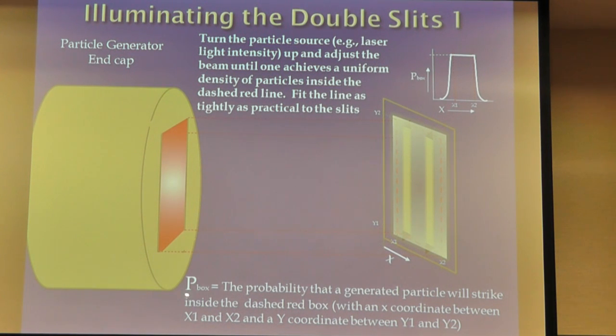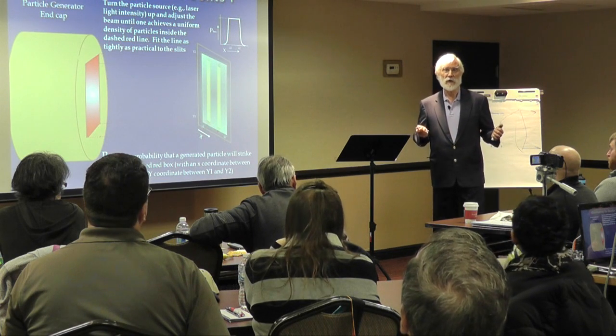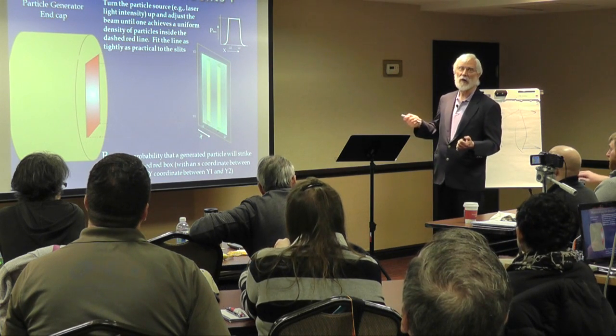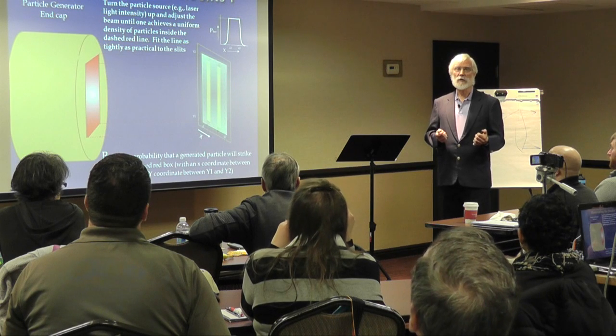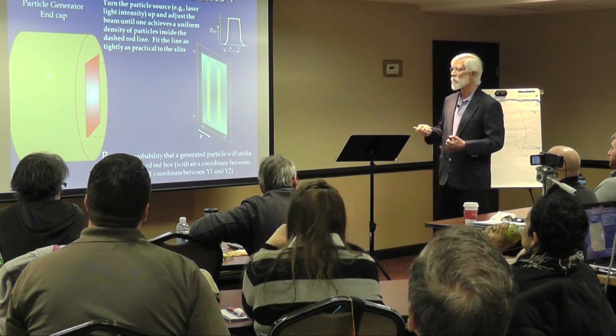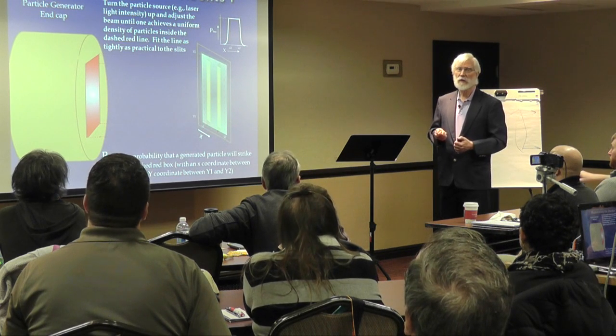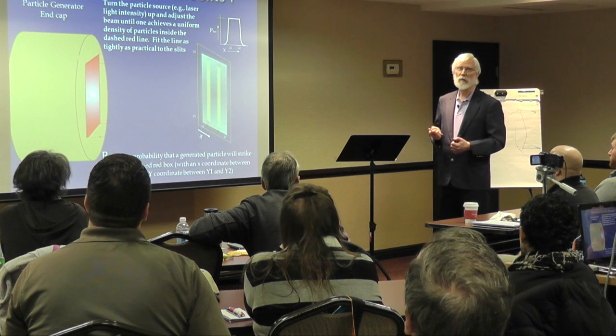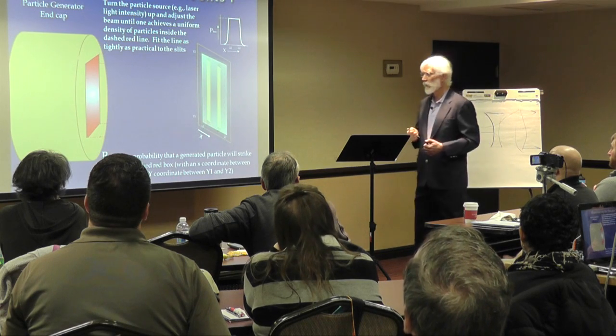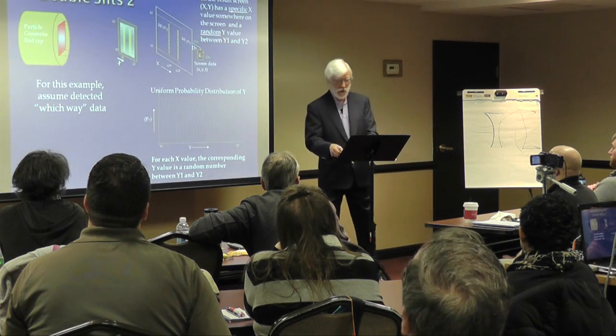The P sub box here is just the probability that a generated particle will strike inside the dashed red line, and that's going to be a constant. Later we're going to let that constant be 0.8, because there's another 0.2 that dribbles out around these edges. So it's about 0.8 that if you get a particle out of here, it's going to hit inside that box. 20% of the time, it'll miss the box. It'll go outside, and we'll lose those. All right, so next.